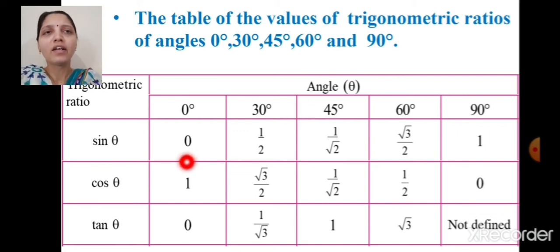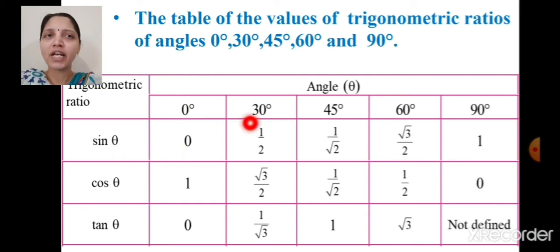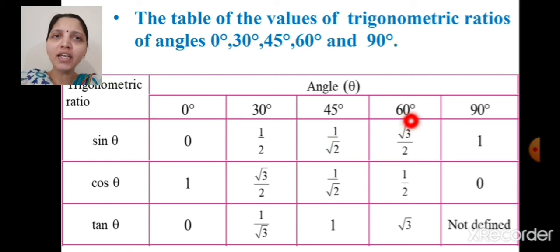Okay. Now what is the value of sine theta when the angle is 0 degree? It is 0. Then what is the value of sine theta when the angle is 30 degree? It is half. Okay. Similarly, if the angle is 45 degree, sine theta will be 1 upon root 2. If the angle is 60 degree, then sine theta will be root 3 upon 2. And if the angle is 90 degree, then sine theta will be 1. Okay, similarly here cos theta values are given and tan theta values are given.